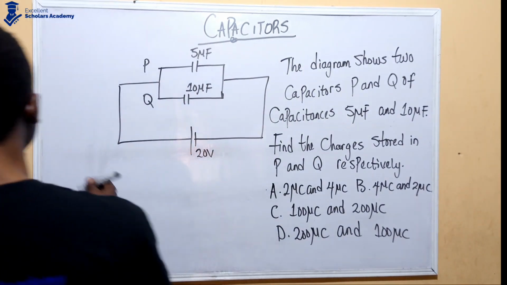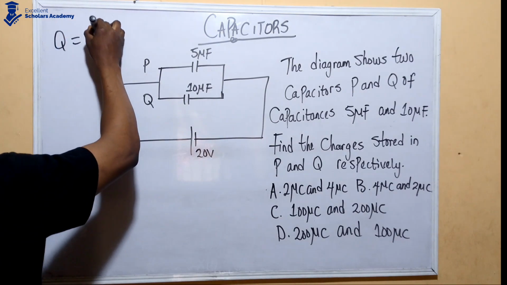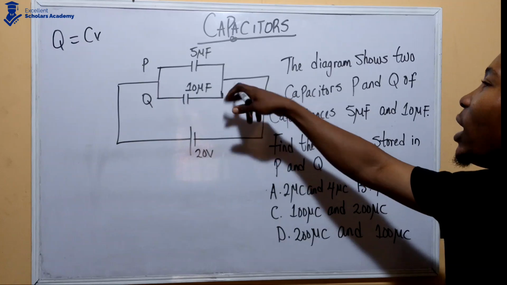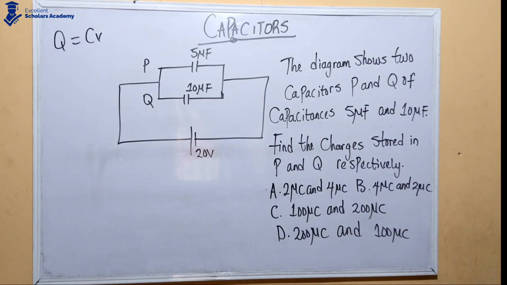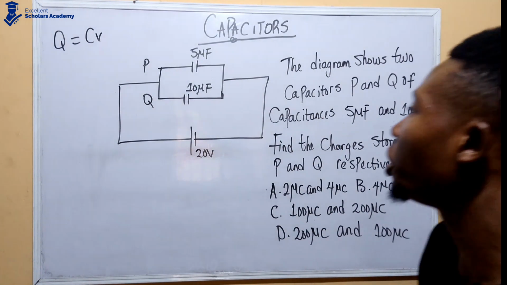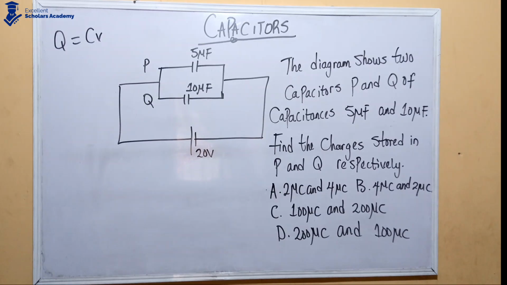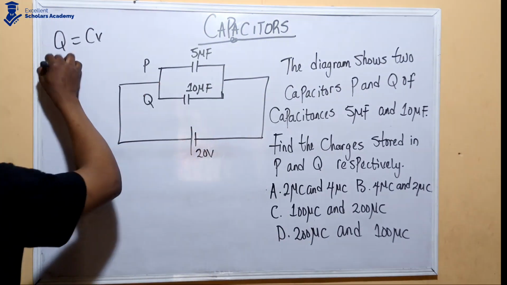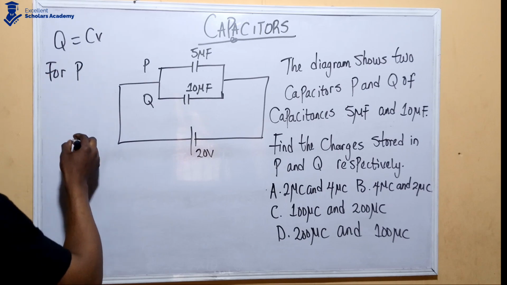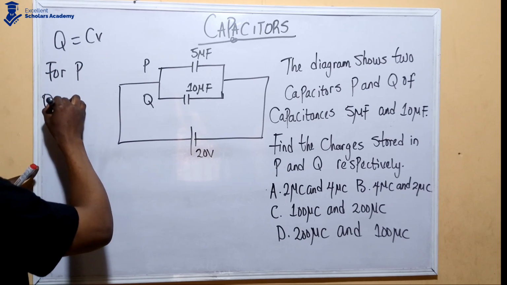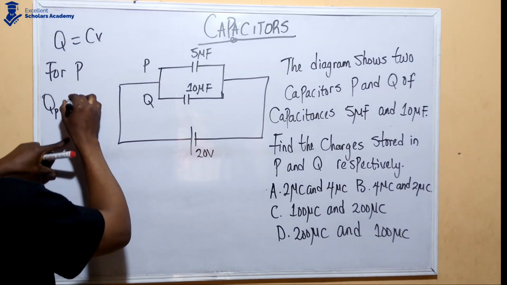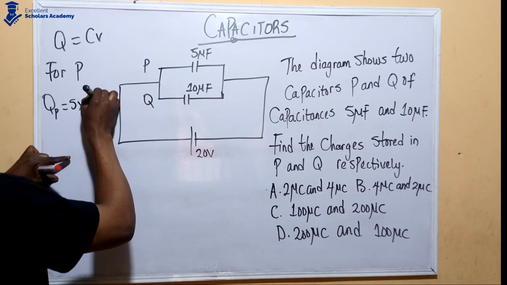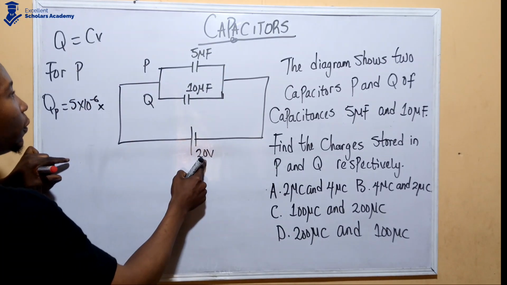Now, what's the formula for charge? Charge is CV. Q is equal to CV. Of course, the same voltage flows through them. So let's find for P. QP is going to be equal to CP, which is 5 microfarad. That's 5 times 10 to the power of minus 6 multiplied by the voltage, 20.